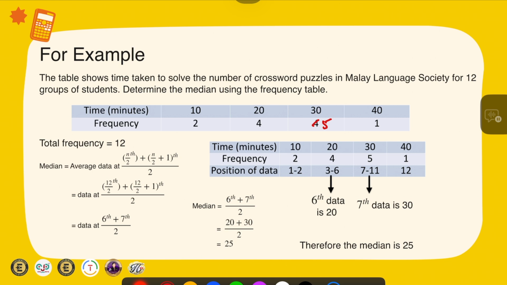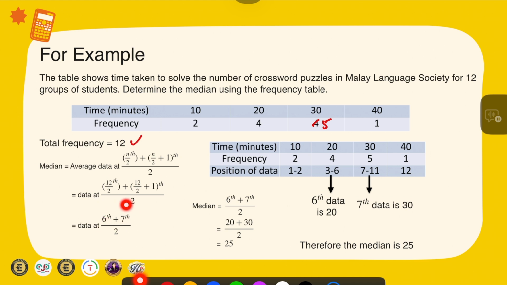All right. So when the total frequency is even, we are using another formula. We need to find the average of the n over 2 term and the n over 2 plus 1 term, divided by 2. So our total frequency is 12. So 12 divided by 2 is 6, and 6 plus 1 is 7. Therefore, the location for our median will be at the position of 6 plus 7 over 2. All right, so we look at our frequency table.